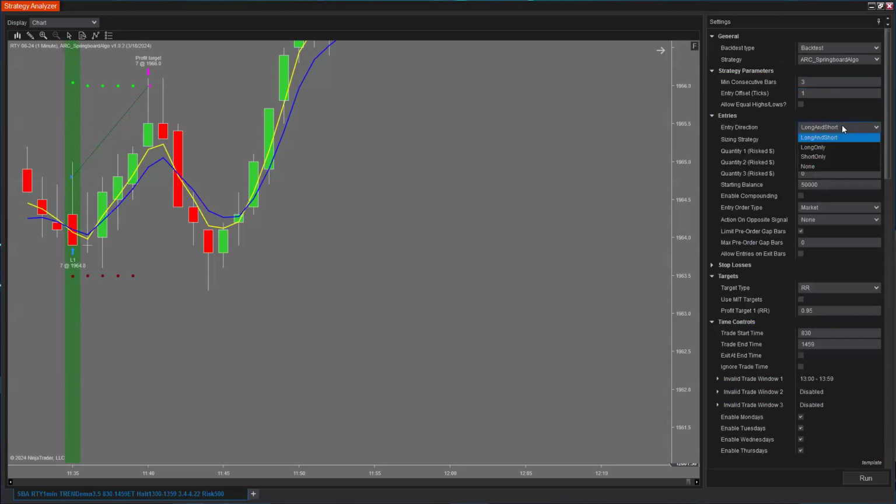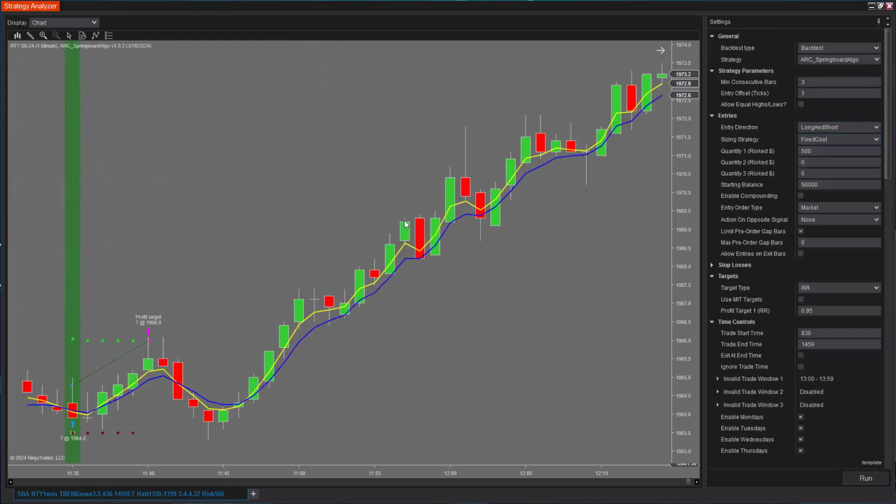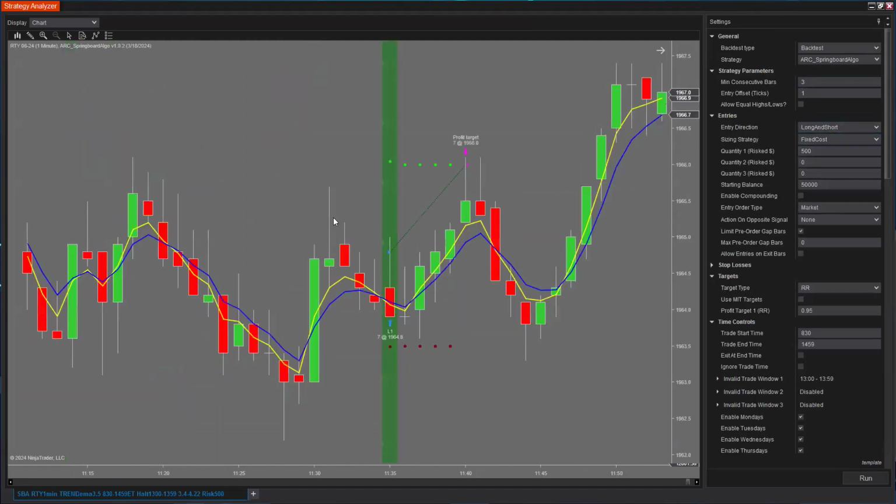Entries, long and short, obviously is an option. Now, this is important, especially for prop traders. We got any prop traders here? You have several different options on how to manage risk. Most prop traders are going to set it to fixed cost. What that means is you can set it to be $100 per trade, $500 per trade, whatever you want it to be.